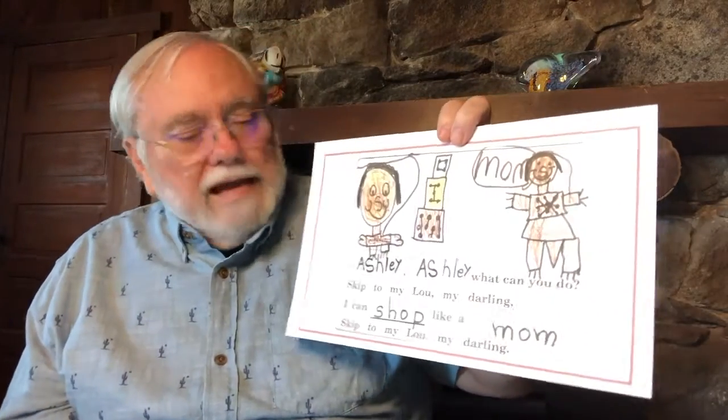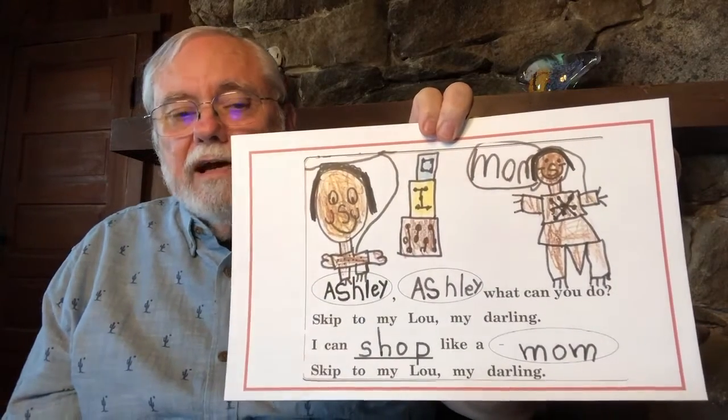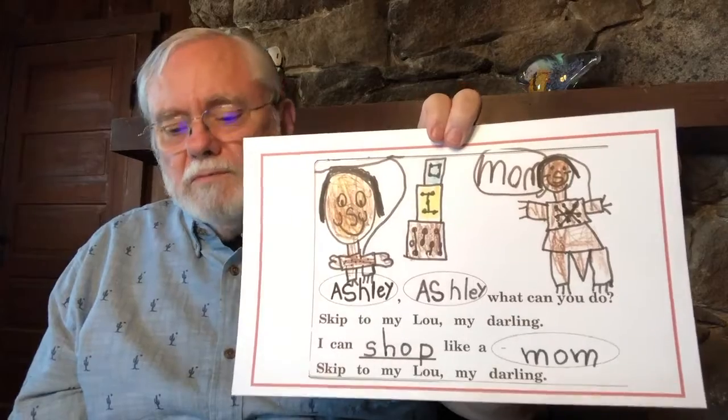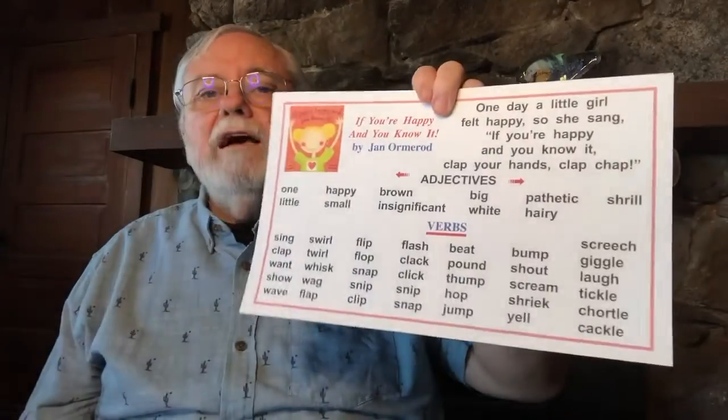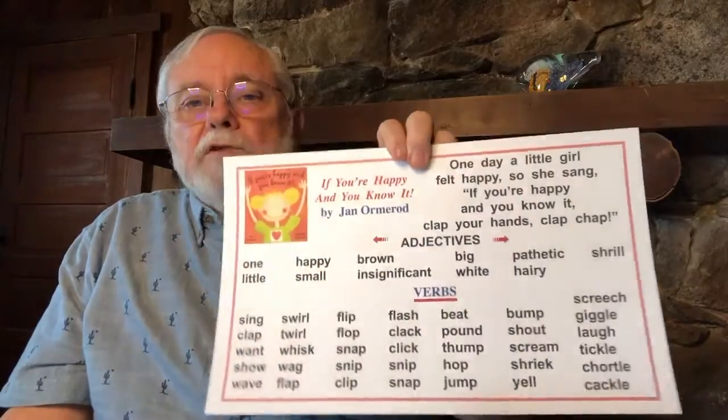I love this one. Ashley writes, Ashley, Ashley, what can you do? Skip to Maloo, my darling. I can shop like a mom, skip to Maloo, my darling. Then we read a book that had a lot of verbs in it. All of these verbs down at the bottom came from this book, If You're Happy and You Know It. And it starts out reading like this.